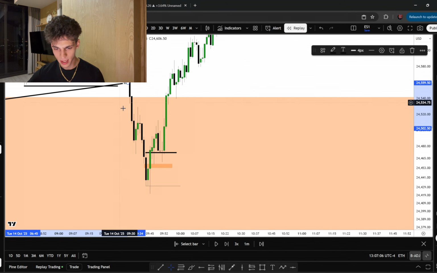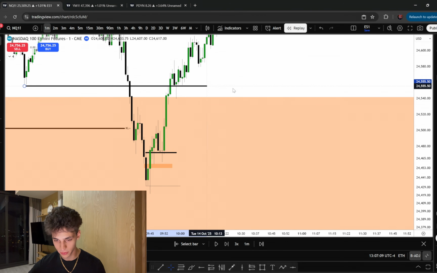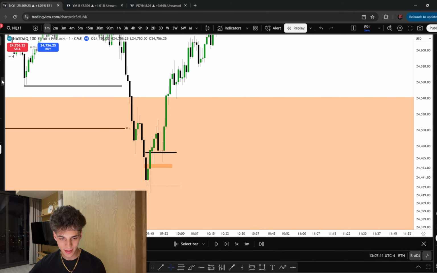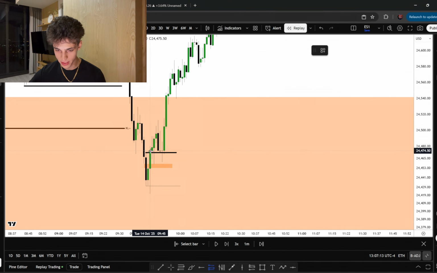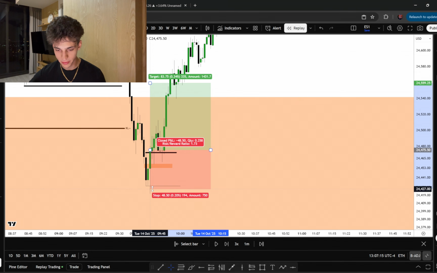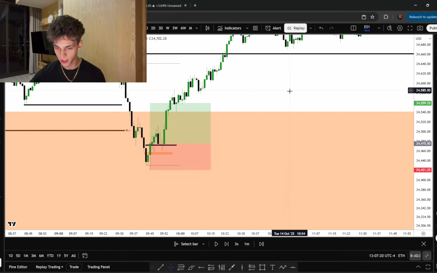sweeping the 15-minute low, tapping into the key level, and also sweeping these 8 a.m. lows as well. Perfect. That is the entry long right over here. Stop loss, going to the swing low, always the swing low, which is right over here. And then final take profits.